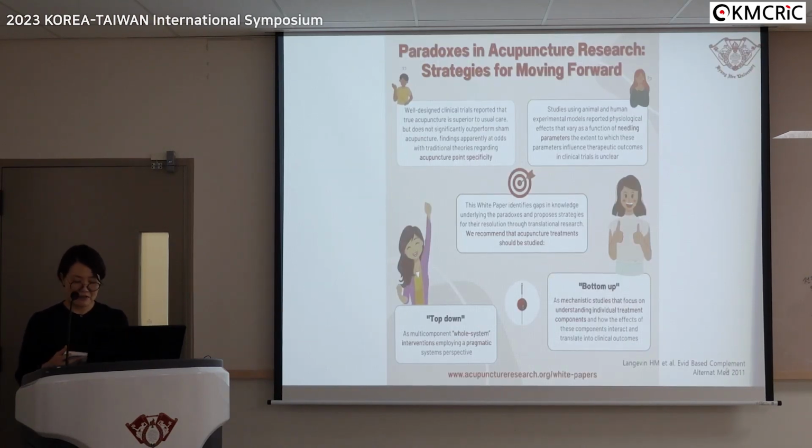In 2011, the Society for Acupuncture Research published a white paper where they outlined two paradoxes in acupuncture research. The first one is that verum is indistinguishable from sham acupuncture control. The other is that results of basic research or animal studies are not directly applicable to clinical research or patient care. The results of animal studies seldom translate into clinical outcomes, right?